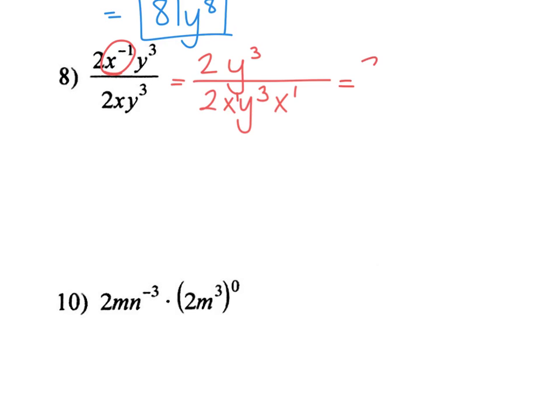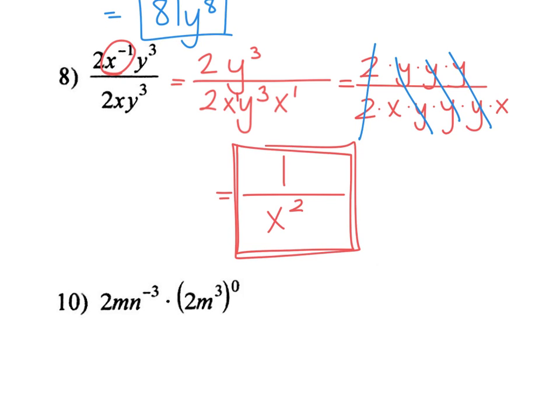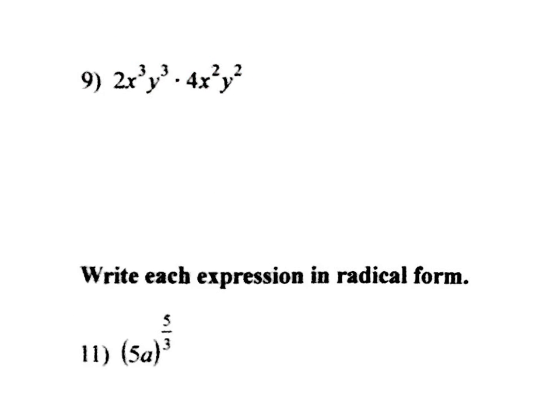So now I'm going to expand out. 2 times y times y times y over 2 times x times y times y times y times x. All right, so some things cancel. I've got 2's. All my y's cancel. And just like with some of our previous problems, x to the second power is left on the bottom. And since I need a numerator, I'm going to put a 1 on the top. Question 9, we're just back to when in doubt, expand it out.